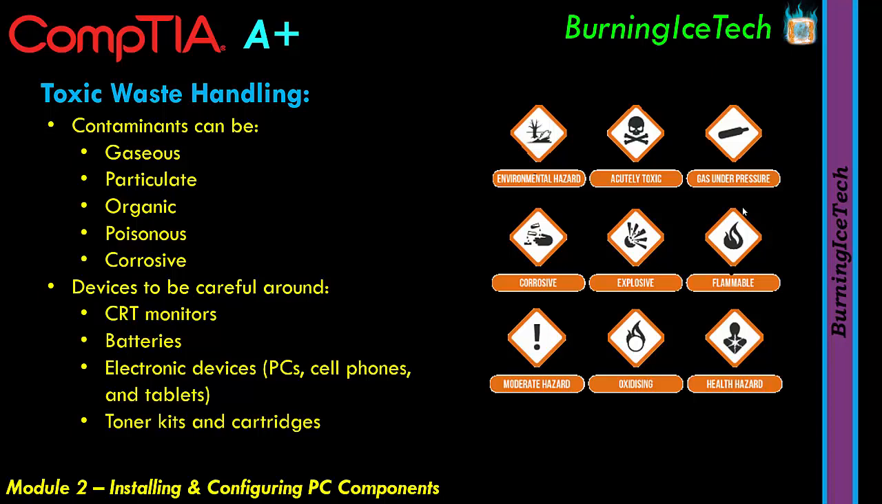You'll see here it mentions contaminants can be gaseous, so there might be potential gases given off by these liquids or solids. You never know. So if someone's nearby without protective gear, like a protective mask of some kind, they might end up in the hospital or worse for all we know. Particulate, organic, poisonous, corrosive. Corrosive, for example, will probably burn their hands if they touch it. It might be some form of acid.